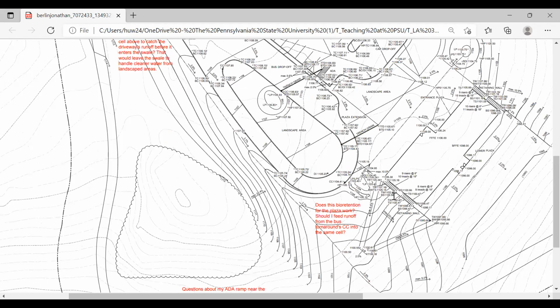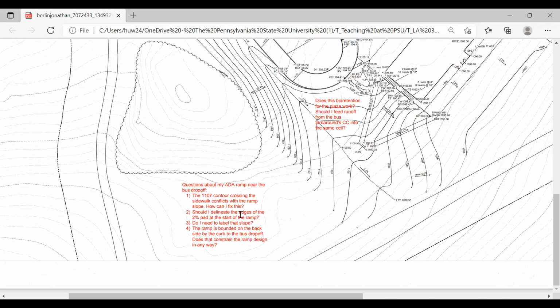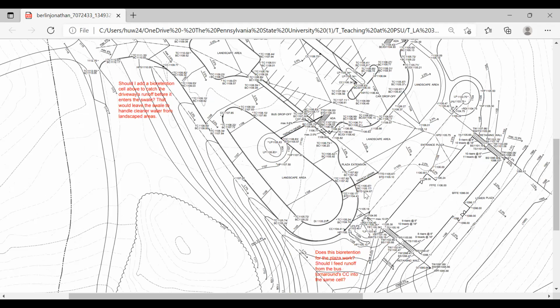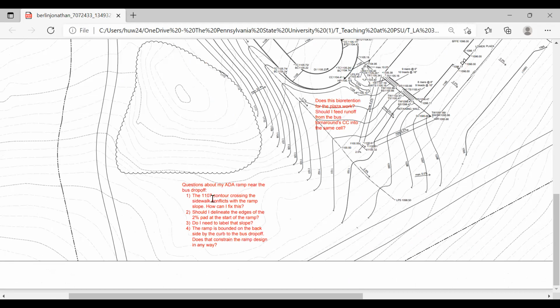Does this fire retention work for the plaza? Now we have that going through. It's a little small. Otherwise, it looks like it's working. But let me zoom in later on after looking at these. ADA ramp near the bus drop-off. Here, right? That's the ramp. It's probably going to be in this area. And the 1107 contour crossing the sidewalk conflicts with the ramp slope. How do I fix that?